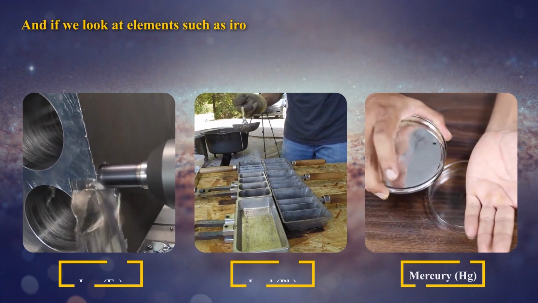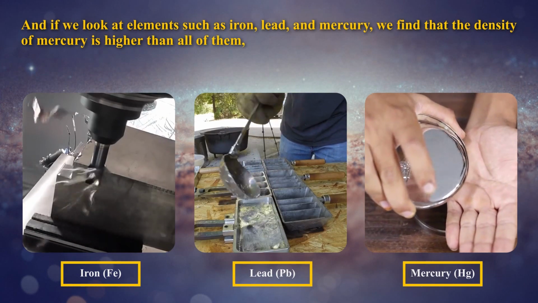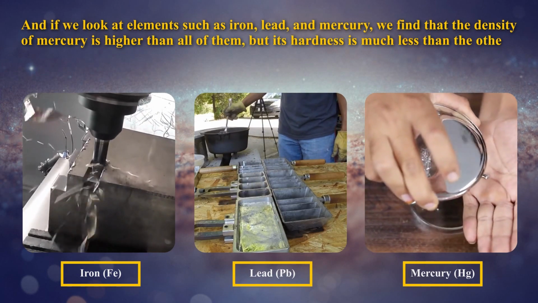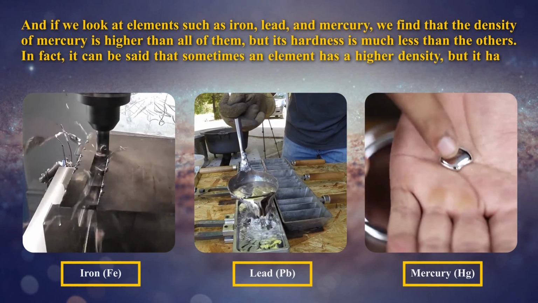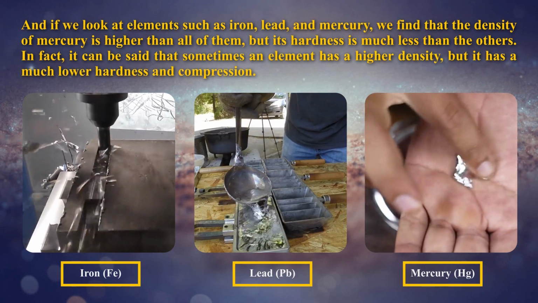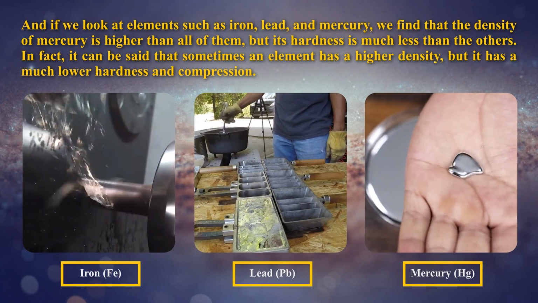And if we look at elements such as iron, lead, and mercury, we find that the density of mercury is higher than all of them, but its hardness is much less than the others. In fact, it can be said that sometimes an element has a higher density, but it has a much lower hardness and compression.